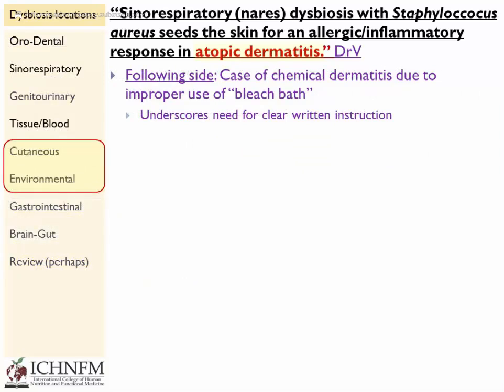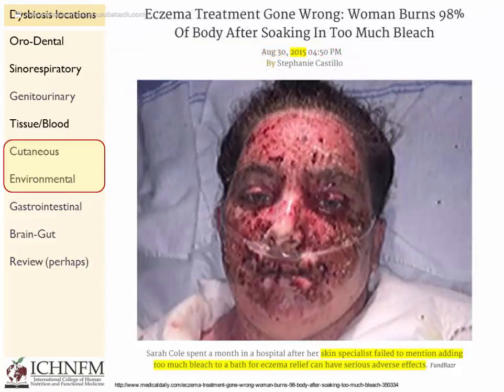I showed you this case previously of a severe chemical burn in a patient who was advised to use a bleach bath for her atopic dermatitis eczema. So this underscores again the need for clear and written instruction. This patient apparently applied concentrated undiluted bleach directly to her skin, and of course you can expect that that would result in some medical legal complications.